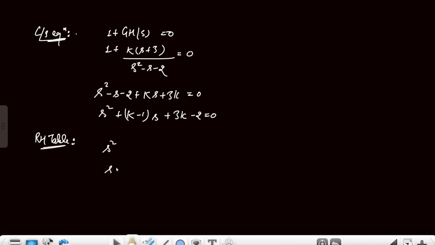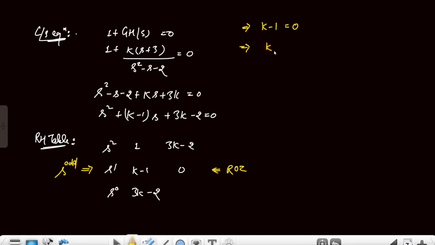So the Routh-Hurwitz table has s square, s to power 1, s to power 0. Here this is 1, then this coefficient 3K minus 2, then this coefficient K minus 1, 0, and this is 3K minus 2. ROZ always occurs at an odd power of s; only at an odd power does ROZ occur. So this is the ROZ, and for ROZ the row should be 0, so this term should be 0. So K minus 1 is equal to 0. This is nothing but the value of K marginal because it is lying on the imaginary axis. So K marginal is 1.